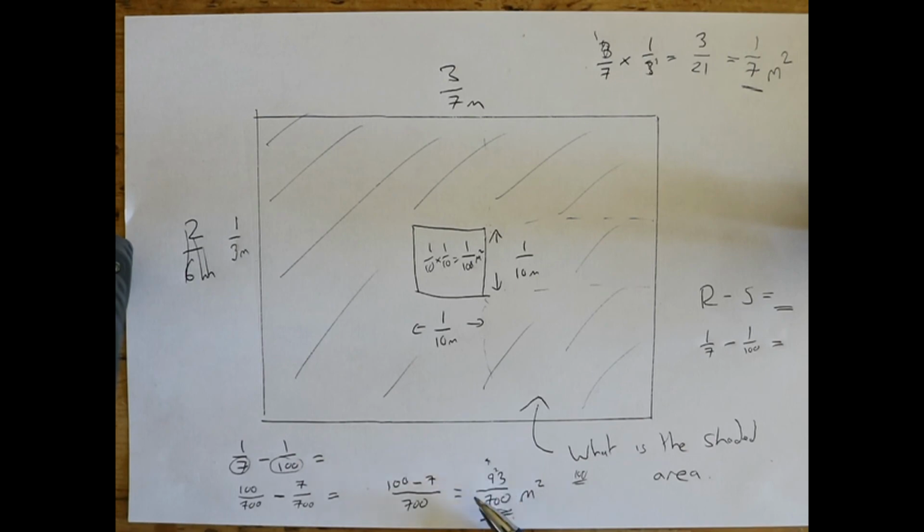Let's try 7. 7s into 9 is 1, remainder 2. 7s into 23 does not go exactly. So it doesn't do 7, doesn't do 9. So we've checked all the numbers up to 100, and that's all we need to do, and we can see that we don't get any further than that. So the answer is 93 over 700.